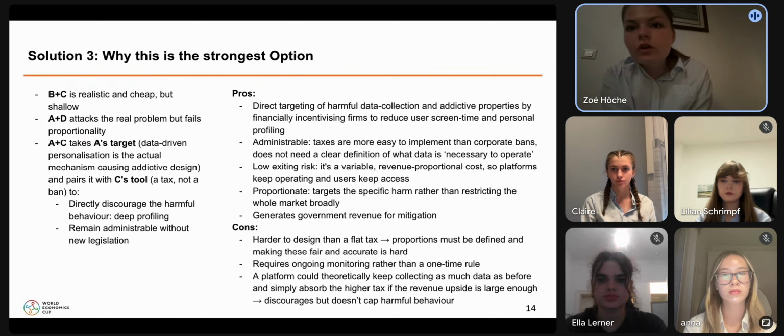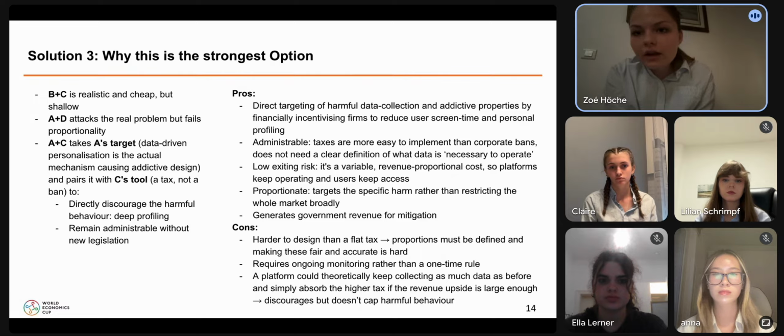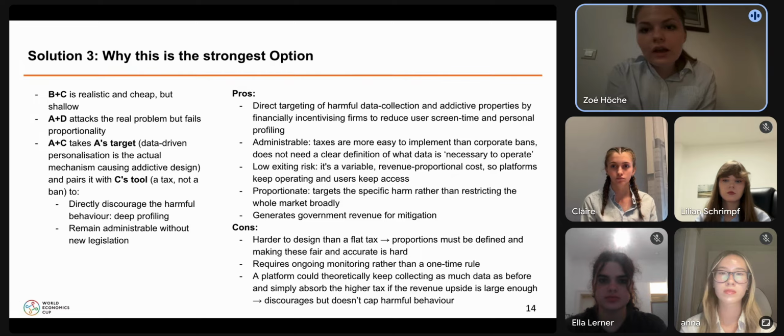The pros of this are that it is a direct target of the harmful data collection, it's administrable, it has a low exit risk of firms, it's proportionate, and it generates government revenue for mitigation. However, there are still some cons to think about. The design is much harder than that of a flat tax because the proportions must be defined. It requires ongoing monitoring, and the platform could theoretically keep collecting as much data as before and simply absorb the higher tax, which discourages but doesn't cap the harmful behavior.